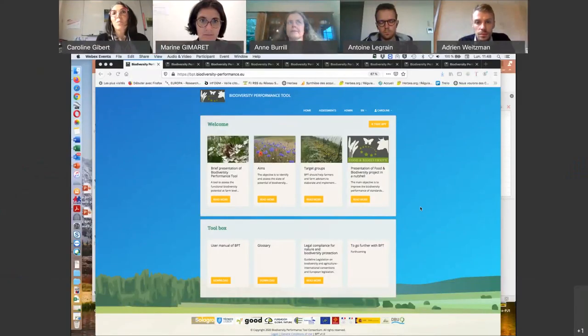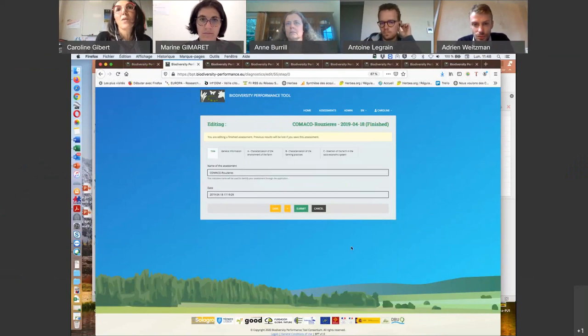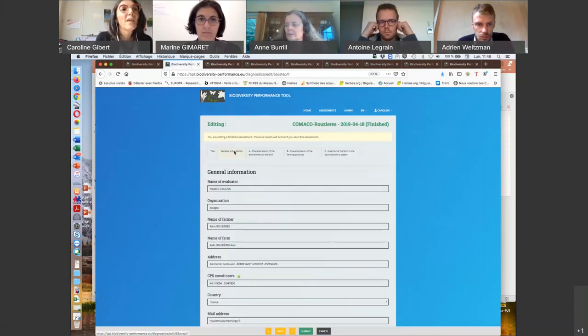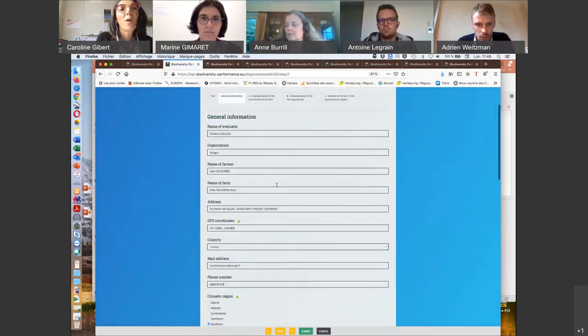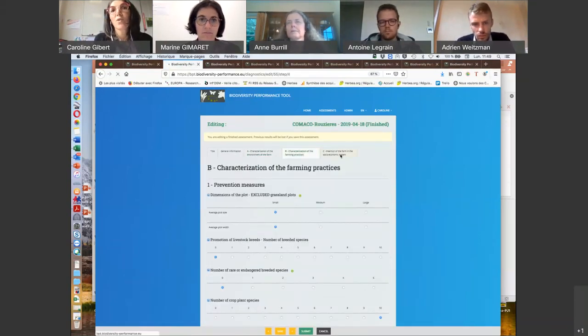So I hope you can visualize my screen. Here is the homepage, and you can test BPT and make a first assessment through this button. Once you enter the assessment, you will have five tabs that appear, where you will have to fill in general information regarding the farm, and some other regarding the three thematics I showed you: characterization of the environment of the farm, mainly concerning the semi-natural habitats, the farming practices, and the socio-economic system.